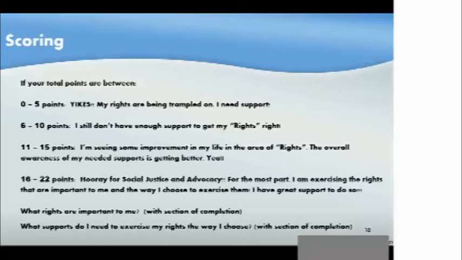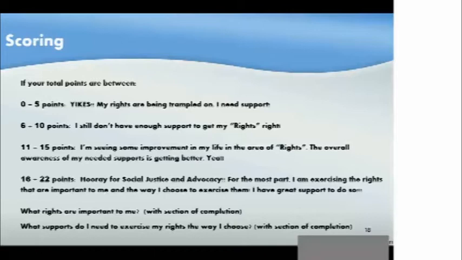And of course, you're answering the 2 critical questions in the assessment. What rights are important to me, and what supports do I need to exercise my rights the way I choose? When we talk about using data in multiple ways, this assessment is an excellent tool. When you have this point spread, let's look at 0 to 5 points or 6 to 10 points. If you have a point spread that is low in those areas, 0 to 5, 6 to 10, you realize that your agency needs to make some improvements on how individuals are supported in exercising their rights.